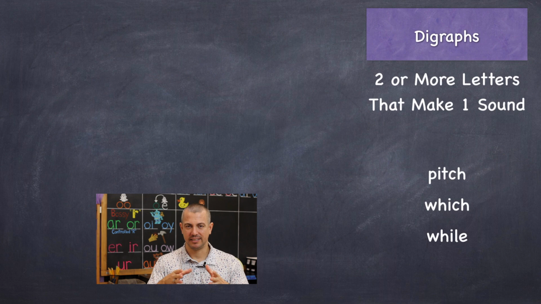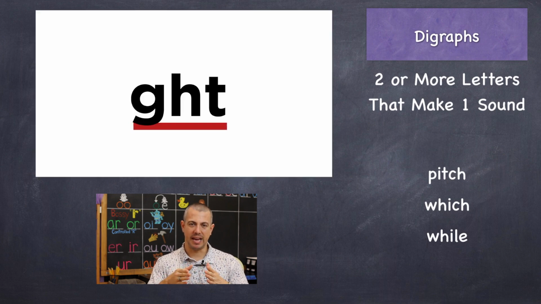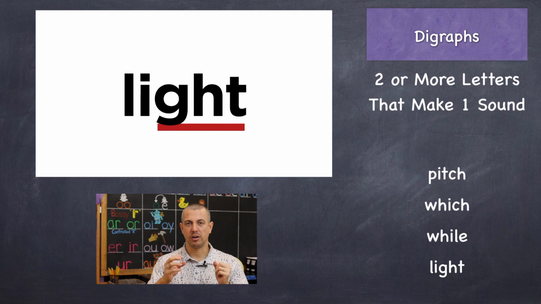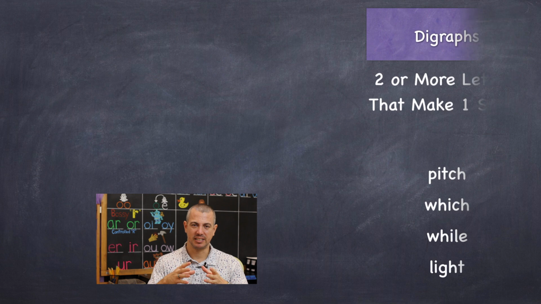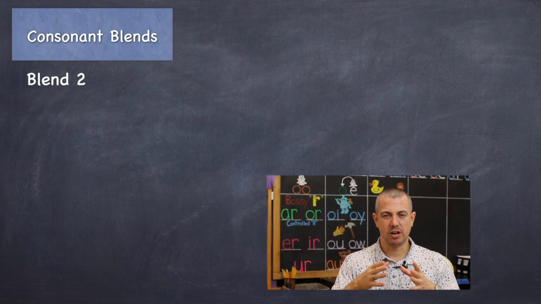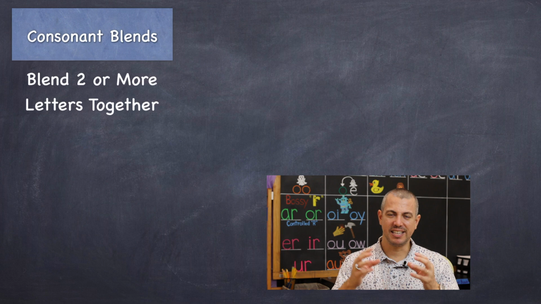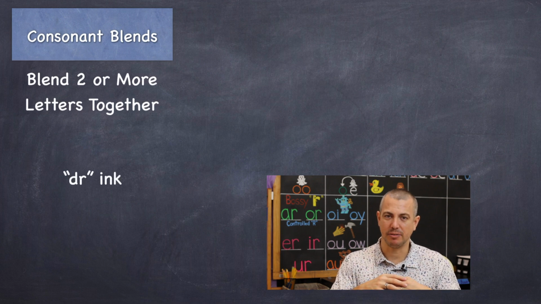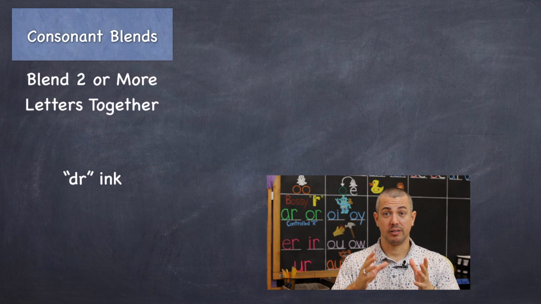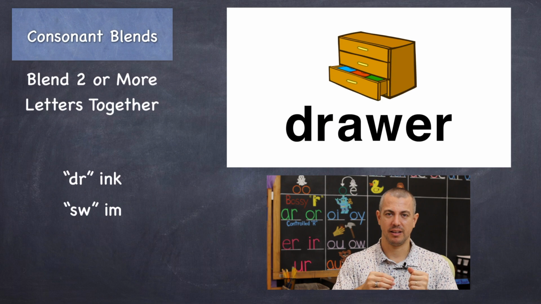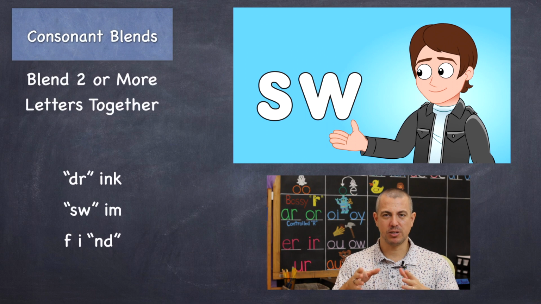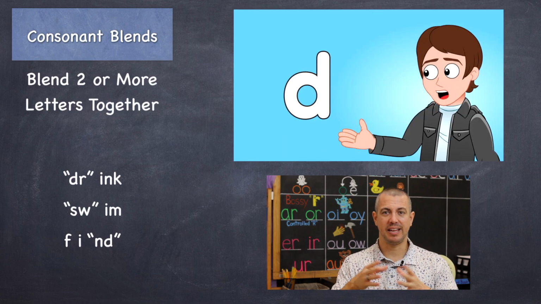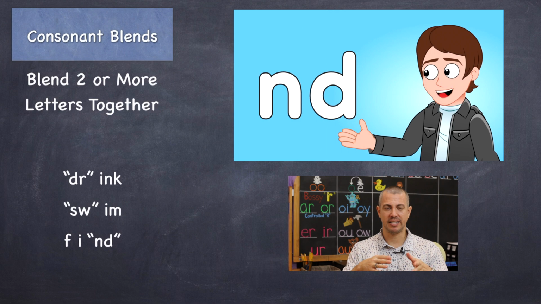Our last sound, T, is going to be made by GHT. The G and the H are silent, but they are still a grouped sound, making the sound T. Next, we have 2-letter consonant blends. And these letters come together to make a combined sound. How they work: the first sound that we're going to cover is dr, as in drink. Next we have sw, as in swim. And the last one, the sounds at the end this time, it's going to be nd, as in find.